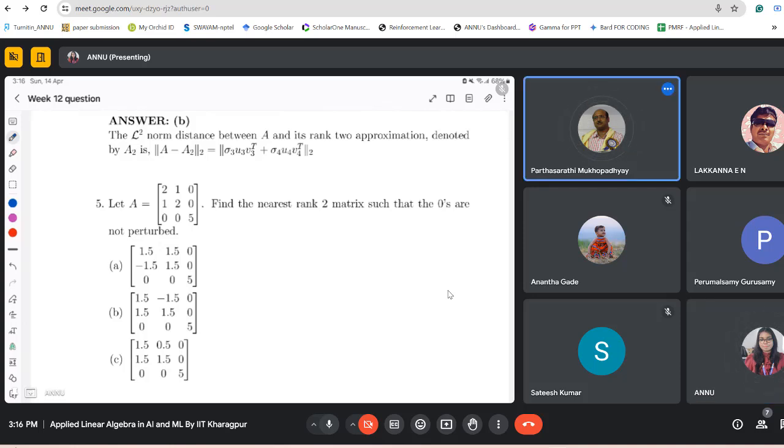Yeah, Guruswami was telling something, and I'm having a confusion there as well. If the L2 norm and the Frobenius norm of a matrix are not the same, then what is the purpose of having two different names?